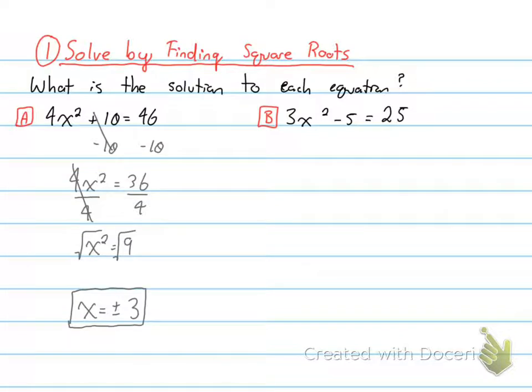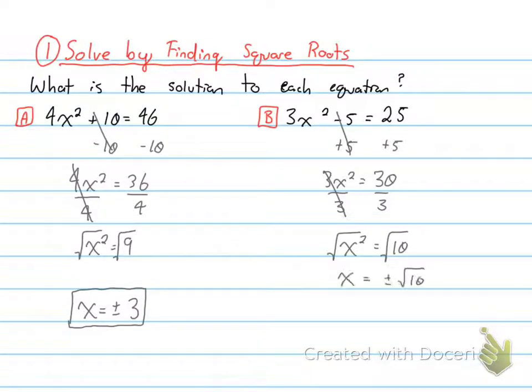In part B, I have 3x squared minus 5 equals 25. Again, I'll just want to get that x by itself. I add 5 on both sides. I divide by 3. Now I'm left with x squared equals 10. When I take the square root here, 10 is not a perfect square, so I'm going to leave it as a radical. So my final answer for this equation would be x equals positive or negative square root of 10.